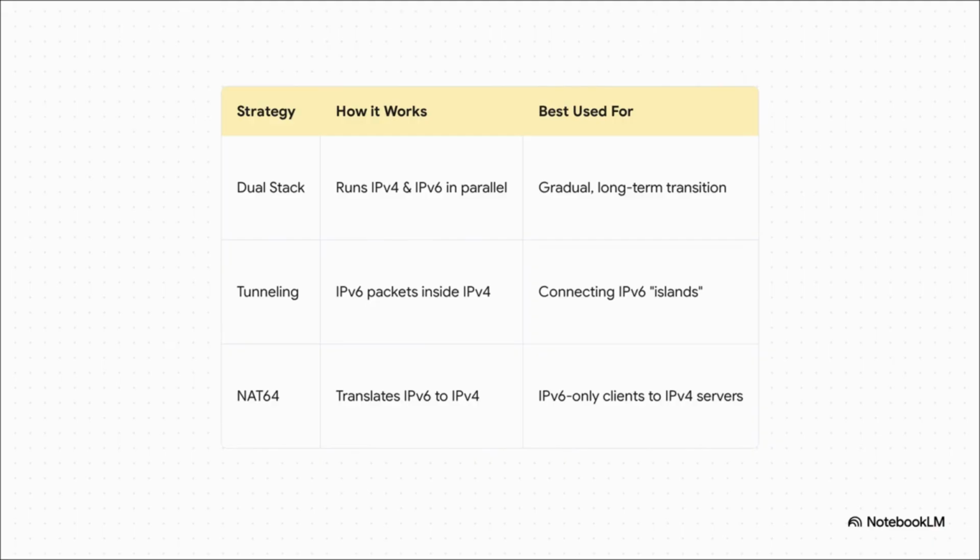First, there's dual stack. It's the most common approach. You basically just run both IPv4 and IPv6 at the same time on your devices. Simple enough. Then there's tunneling. This is what you use when you have 2 IPv6 networks, but you need to connect them across an older IPv4-only internet. It just wraps the IPv6 packet inside an IPv4 one. And finally, NAT64. Think of this as a translator. It lets your shiny new IPv6-only devices talk to old-school IPv4-only websites.